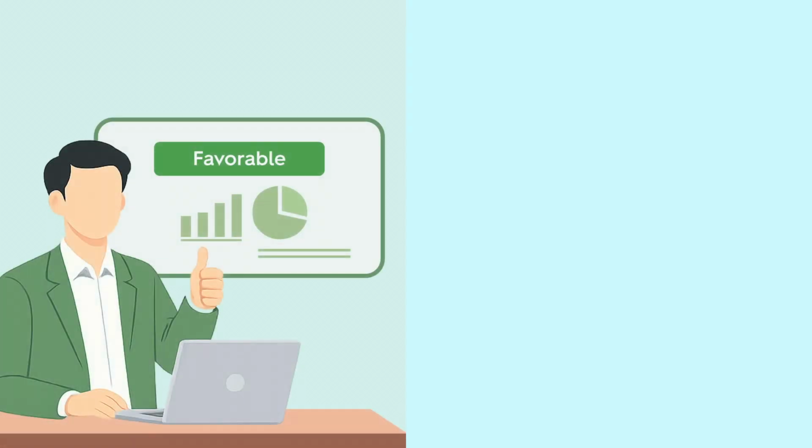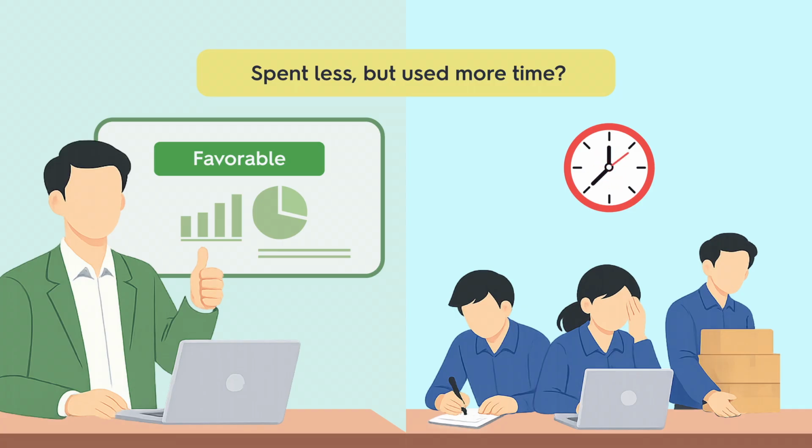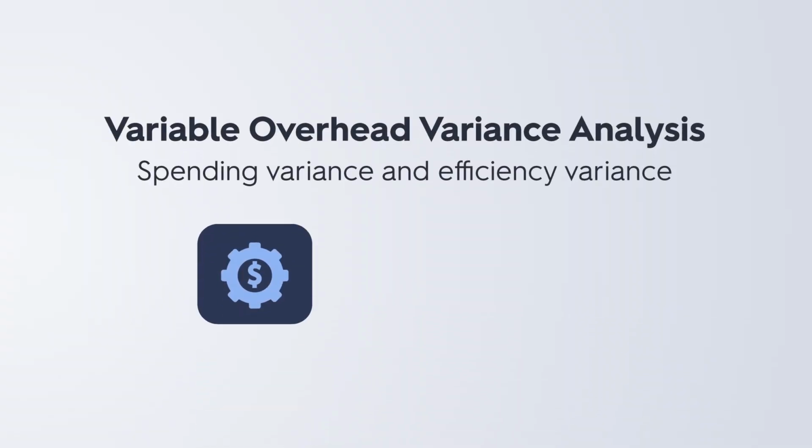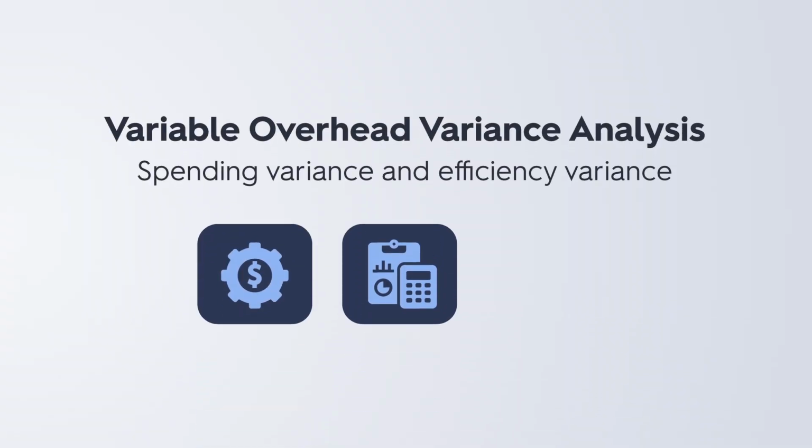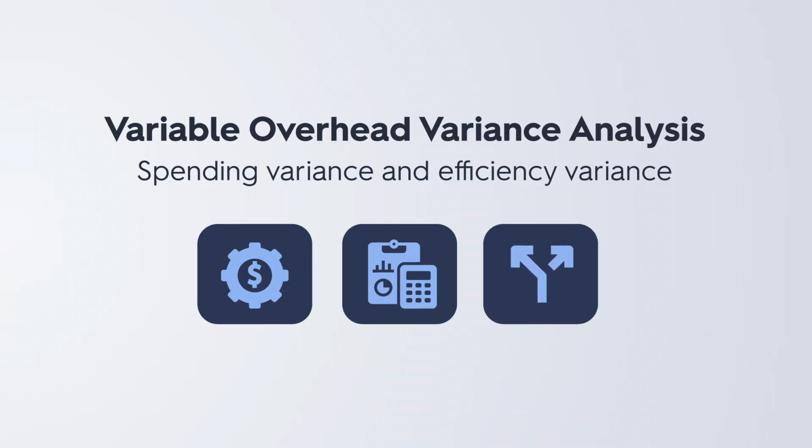A favorable result can look like good news, but what if the company spent less overall while still using more than planned? In this video, you will learn what variable overhead means, how total variable overhead variance is calculated, and how to break it into spending variance and efficiency variance so managers can make smarter decisions.